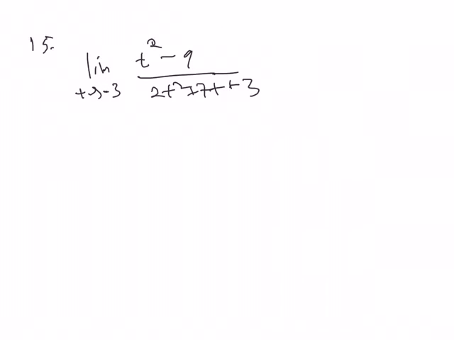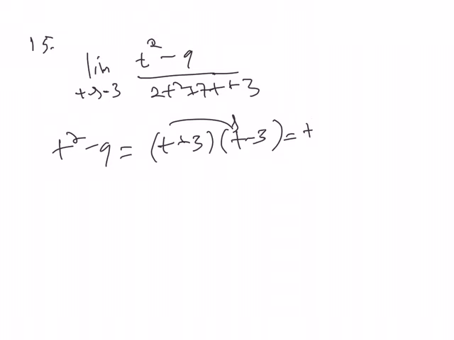So t squared minus 9 is equal to t plus 3 times t minus 3, right? That times that is t squared, and then t times negative 3 is negative 3t, and 3 times t is plus 3t, and these cancel, and then 3 times negative 3 is minus 9.